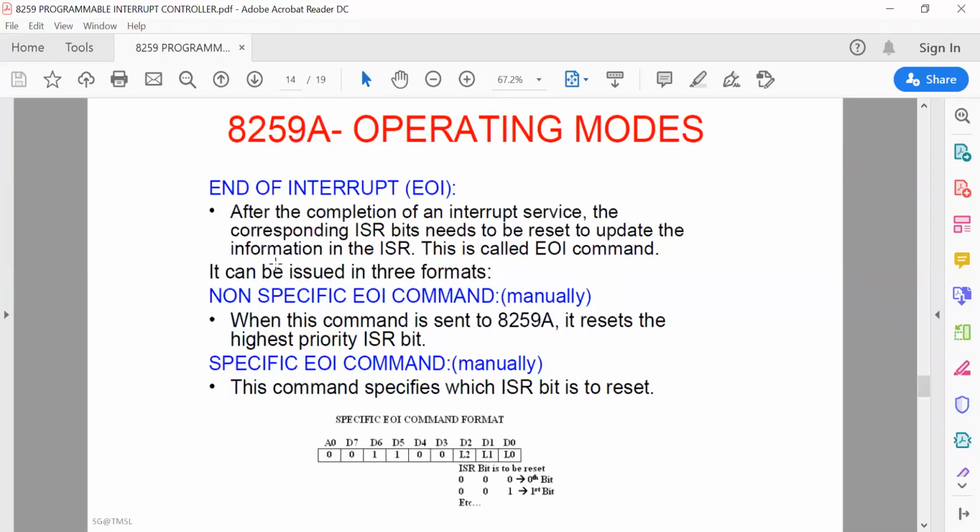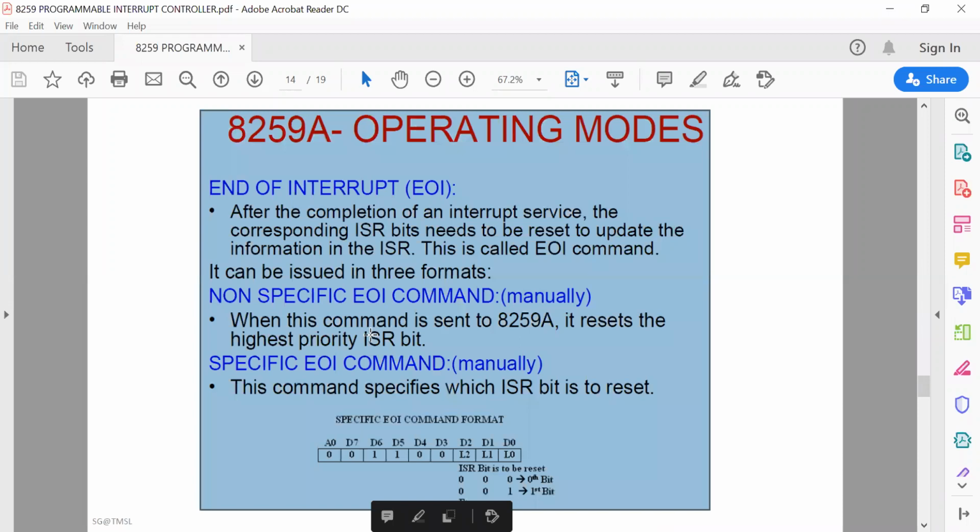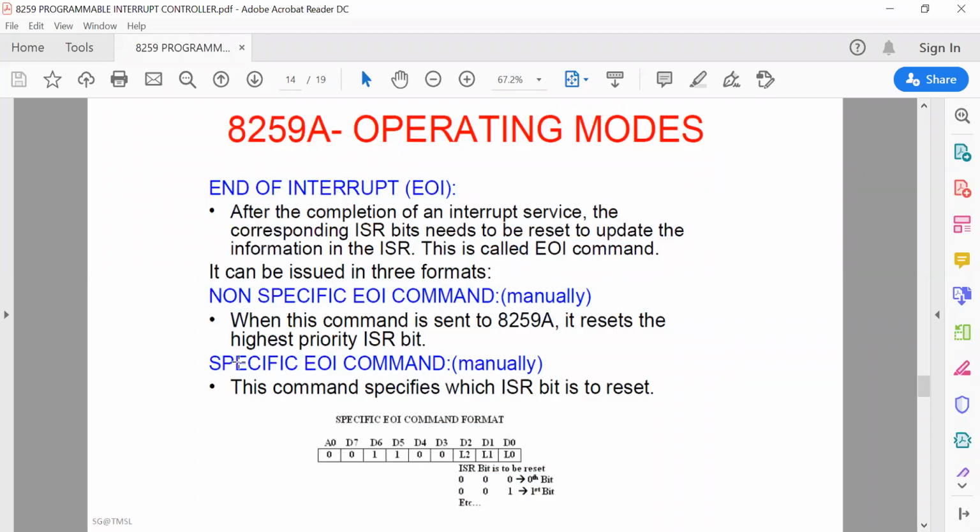Now when a non-specific EOI command is issued to the 8259A, it will automatically reset the highest ISR bit out of those already set. Okay, so the highest ISR bit will be reset.